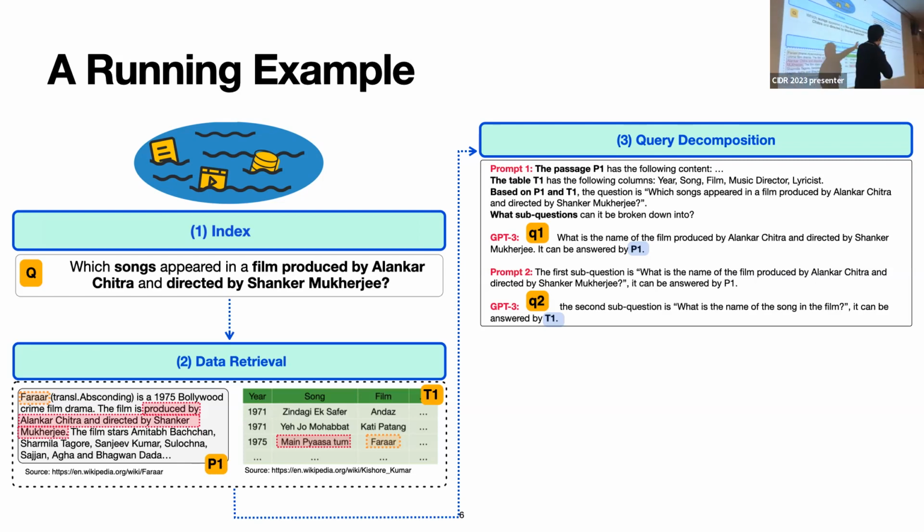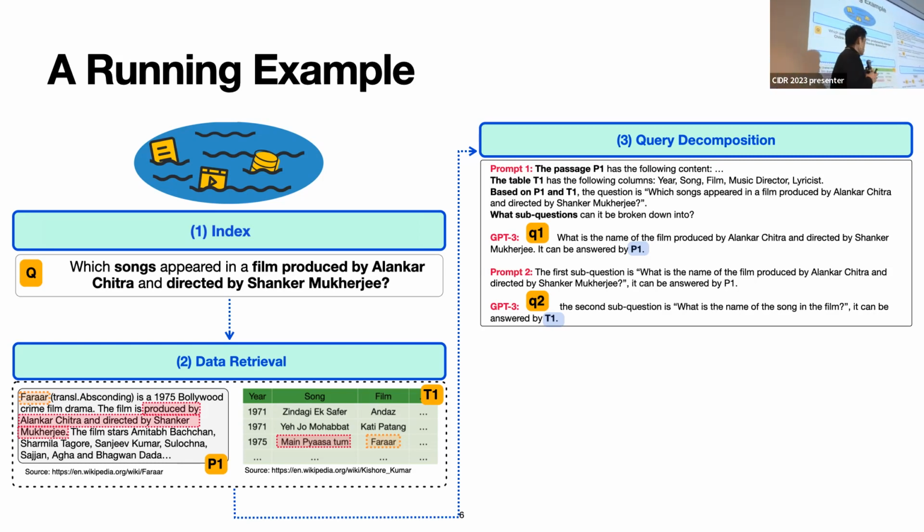So if we ask the first question, this is the entire data set and the question, the foundation model can say, oh, the first sub-question should be, what is the name of the film? And you can evaluate this subquery on data P1, which is text data. And you can continue this conversation with GPT-3 to say, hey, we already know the first sub-question, what will be the second sub-question? GPT-3 will say, the second sub-question is what is the name of the song in the film, and using T1 to answer it. Okay. So we use a foundation model to decompose.